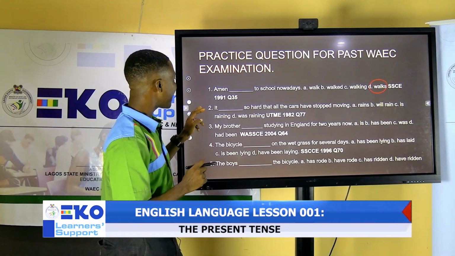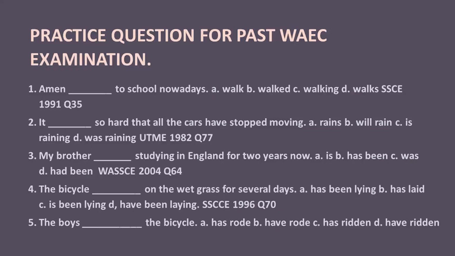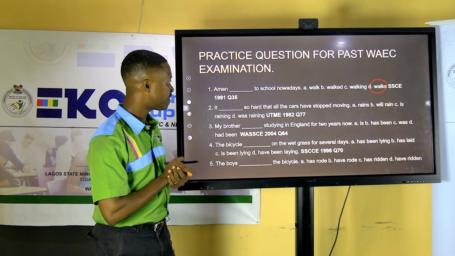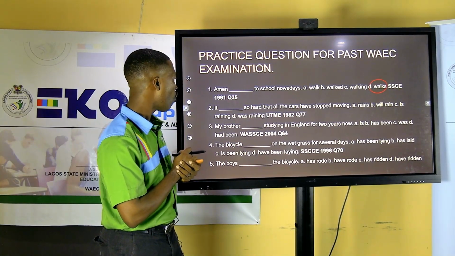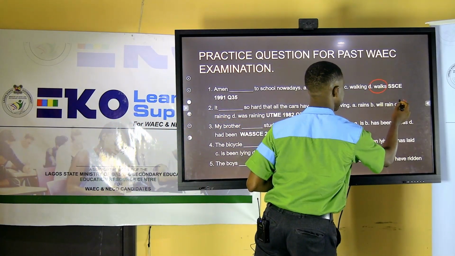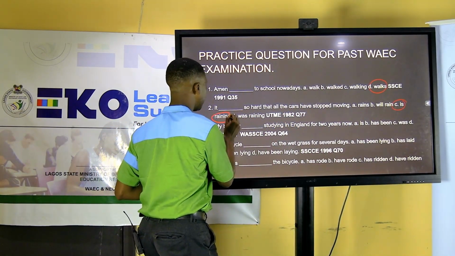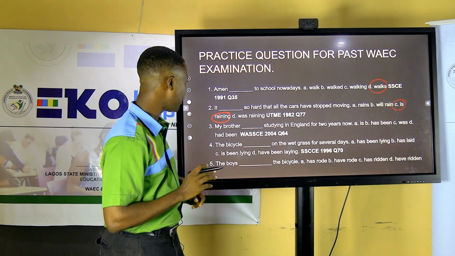Number 2, the question is taken from UTME 1982, question 77. It dash so hard that all the cars have stopped moving. What is the answer to this? Is it rains, will rain, is raining, or was raining? The answer is what? Yes, C. It is raining so hard that all the cars have stopped moving.